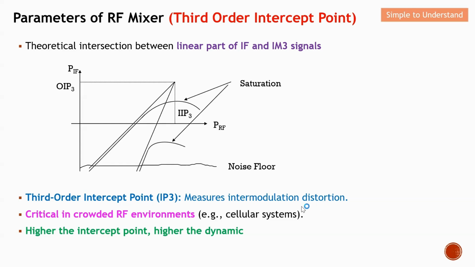This is very critical, especially in a crowded RF environment, because it determines how fast this thing decays. Hence, it is very critical in a very crowded RF environment. So in short, the higher the intercept point, the higher the dynamic range. So this is my next parameter, which is the third order intercept point.